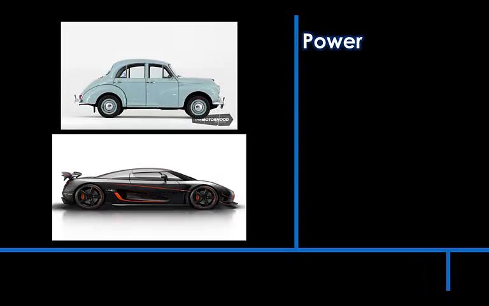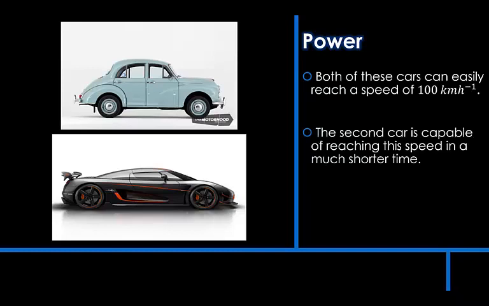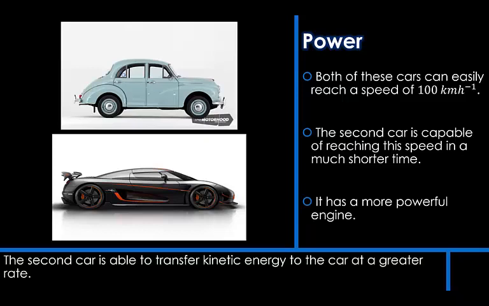Okay, so firstly, to get a concept of what power is, if we look at these two cars, they can both reach a speed of 100 kilometers per hour. The second car, however, is capable of reaching this speed in a much shorter time. It has a more powerful engine. So what that means basically is that the second car is able to transfer kinetic energy to the car at a greater rate.